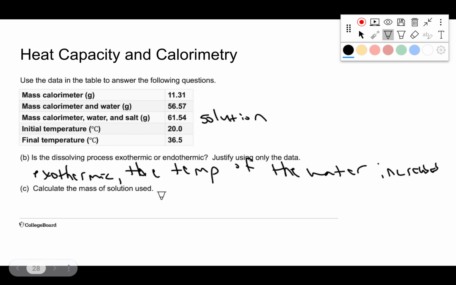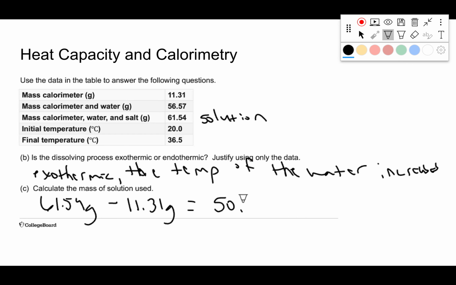Calculate the mass of the solution used. So we got to figure out how much solution was used in this problem. So this here is where we have the mass of the calorimeter, the water, and the salt. This is just the water. This is just the calorimeter. And so to figure out how much of the water and salt I have, which is my solution, I'm going to take this 61.54 minus my 11.31. And again, this is subtraction. They both have two places past the decimal, so my answer has to have two places past the decimal, so it's going to be 50.23 grams.